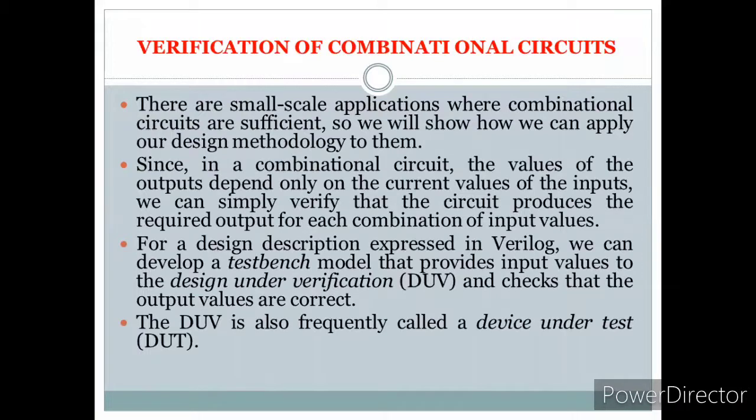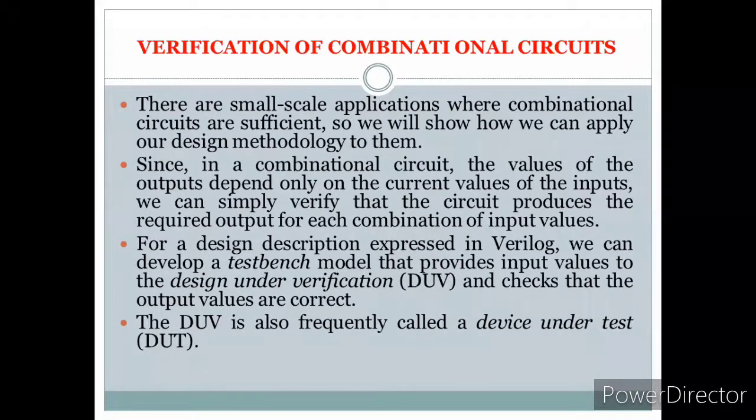Today, we'll be seeing two important concepts: verification of combinational circuits and the number systems. Number systems we are already familiar with, but we'll still go through the concepts. So, verification of combinational circuits. Here, there are small scale applications where combinational circuits are sufficient, so we will show how we can apply our design methodology to them.